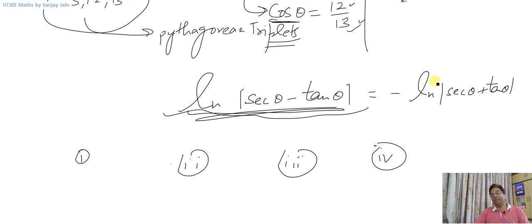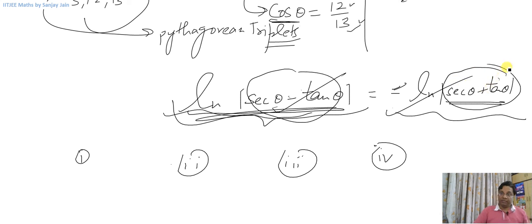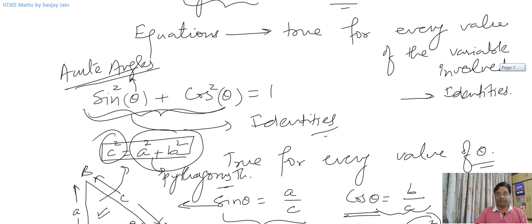Then it should immediately strike in your mind that by the property of log, this negative sign is taken outside. In fact, it is 1 by secant theta plus tan theta. As we practice it more, you will come to know that these two expressions are the same, just because secant theta minus tan theta is the reciprocal of secant theta plus tan theta. That's why this expression can be written as this expression also. So this will go a long way. Trigonometry is a foundation tool for other topics also, so you should be really comfortable with these ideas.